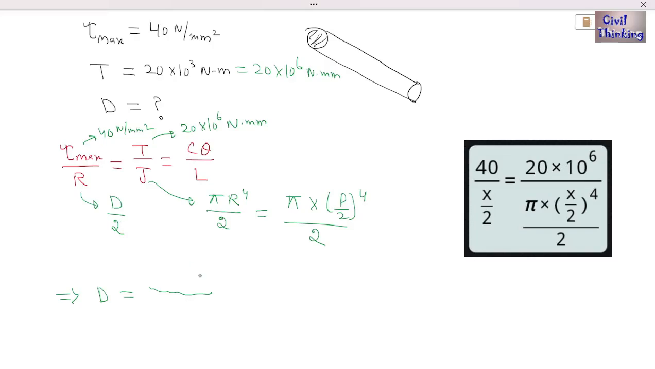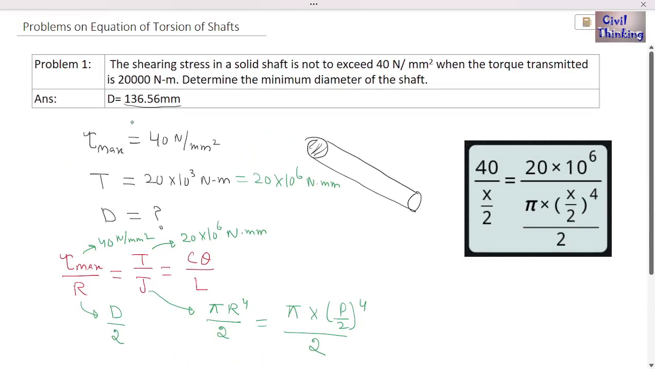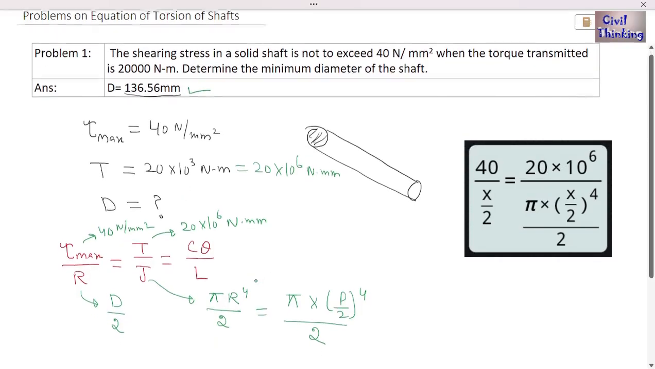So I got d to be 136.56, and because everything is in mm, it is also going to be in mm. So 136.56 or 136.6 mm. So our answer is correct.